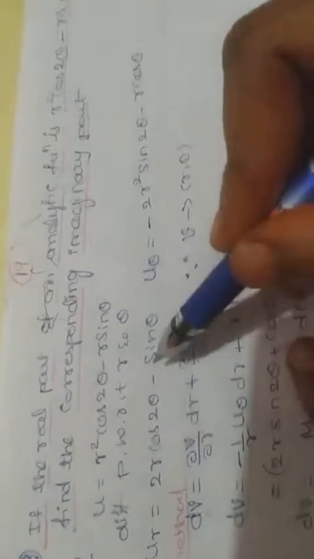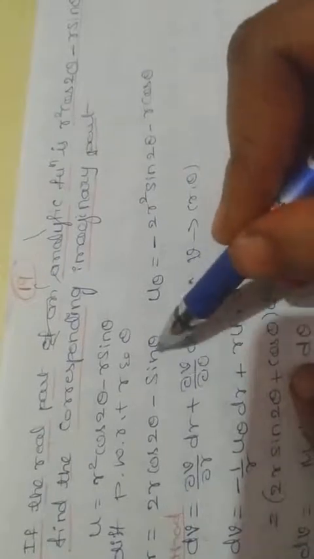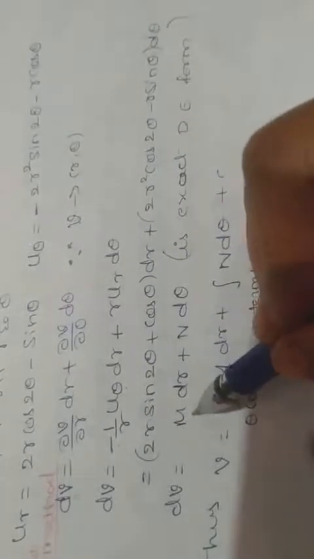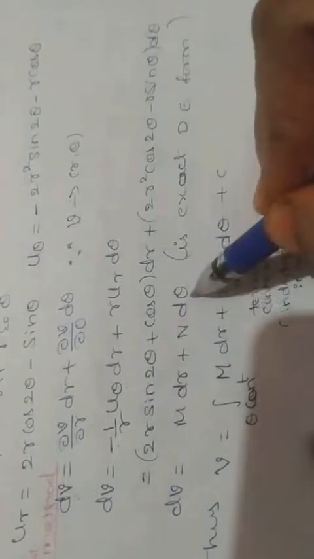So we get 1 into cos theta into dr. Plus, similarly, multiply r to this u_r, partial u by partial r. When you multiply r, 2r into r is 2r square, minus r into sin theta. So 2r square cos 2 theta minus r sin theta, into d theta. Now dv is in the form M into dr plus N into d theta. It is an exact differential equation.